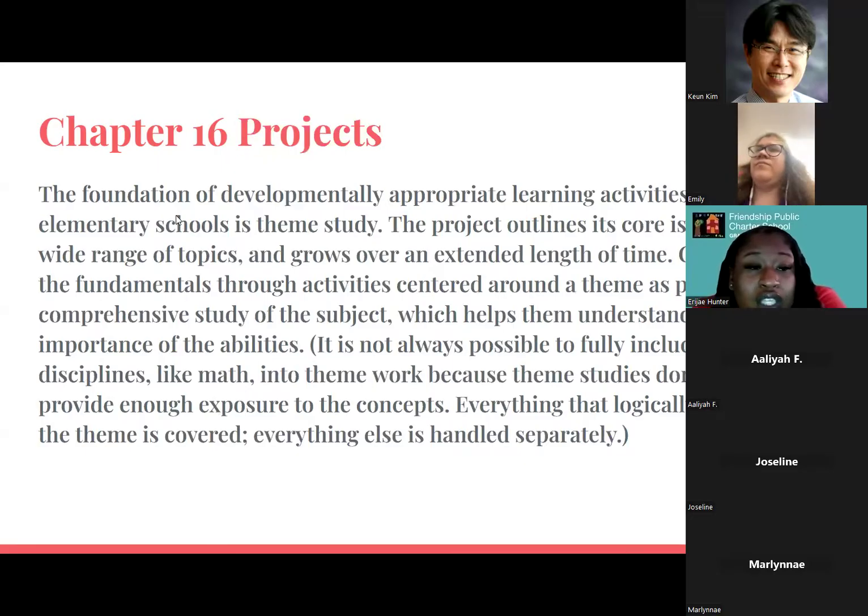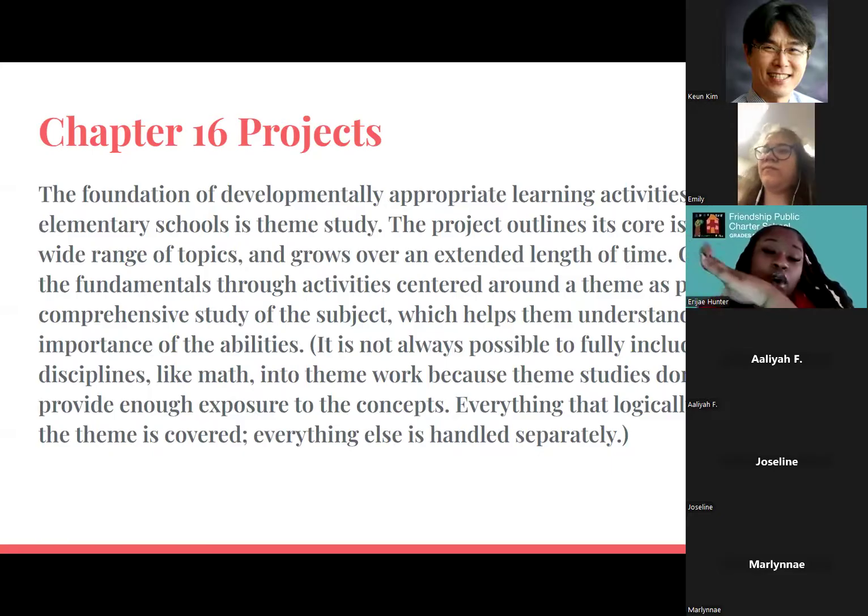So projects was another big part of this chapter. The foundation of developmentally appropriate learning activities in elementary school is theme study. So the projects outline core issues that cover a range of topics and grow over an extended length of time. Children learn the fundamentals through activities centered around a theme as part of a comprehensive study of the subject, which helps them understand the importance of the abilities.